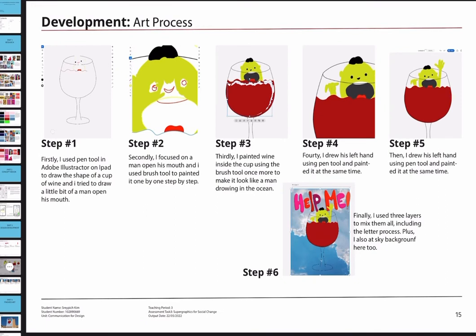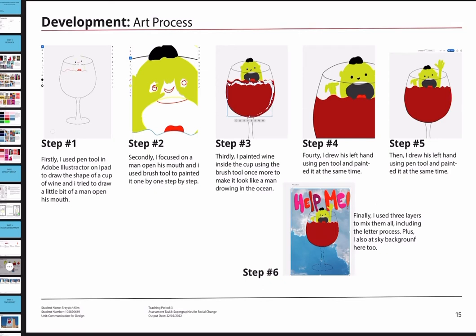Art process. Firstly, I use the pen tool in Adobe Illustrator on iPad to draw the shape of a cup of wine. And I try to draw a little man opening his mouth. Secondly, I focus on the man opening his mouth and use the brush tool to paint it one by one and step by step. I was humbled so much by this part.